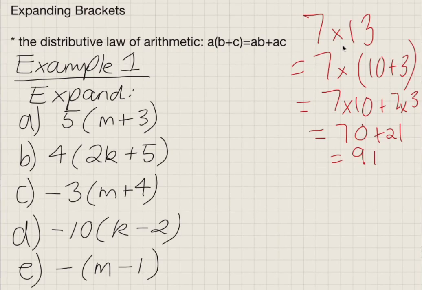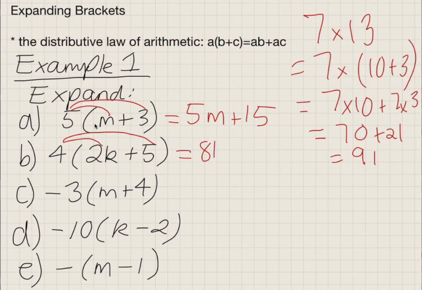Okay, so we're going to use that distributive law of arithmetic to expand the brackets in this case here. So we can just bring 5 times m, 5 times 3. 5 times m is 5m. 5 times 3 gives 15. In part B, 4 times 2k, 4 times 5. 4 times 2k gives 8k. 4 times 5 gives 20.